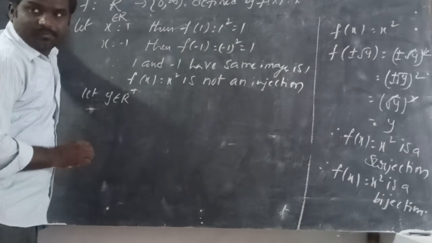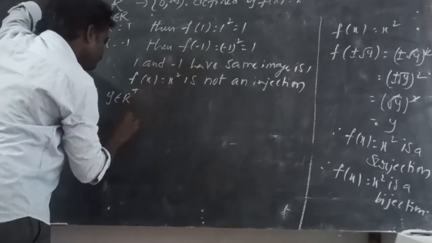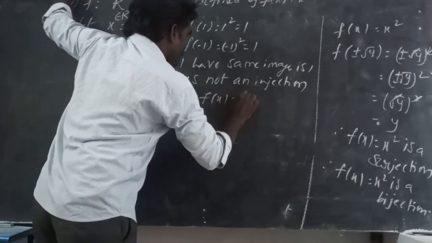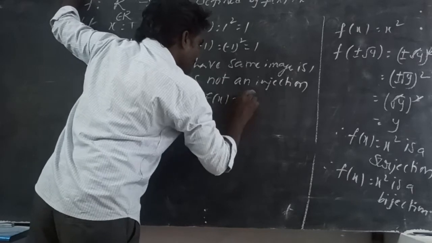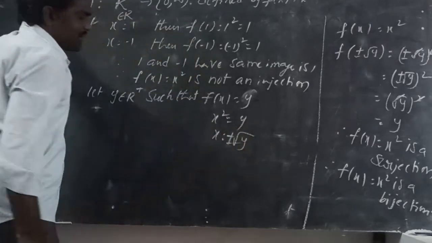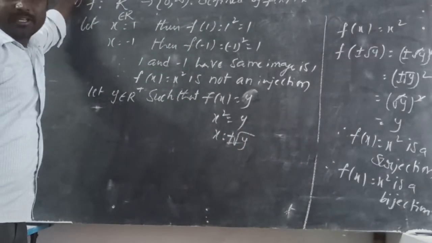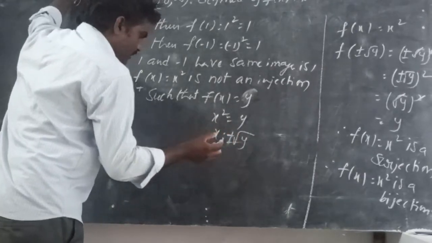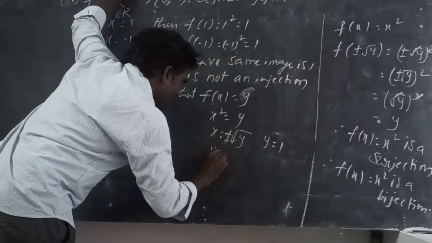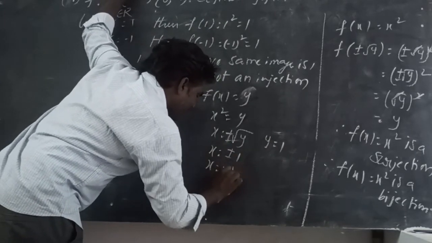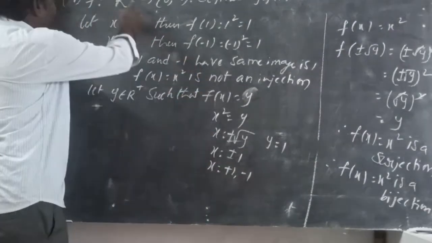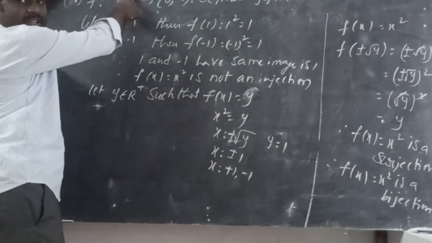Next, let y belong to R. Consider f of x is equal to x square. Then f of x is equal to y, so x square is equal to y, and x is equal to plus or minus root y. If y is equal to 1, then x we can get as plus 1 or minus 1. Both plus 1 and minus 1 are in the real numbers.